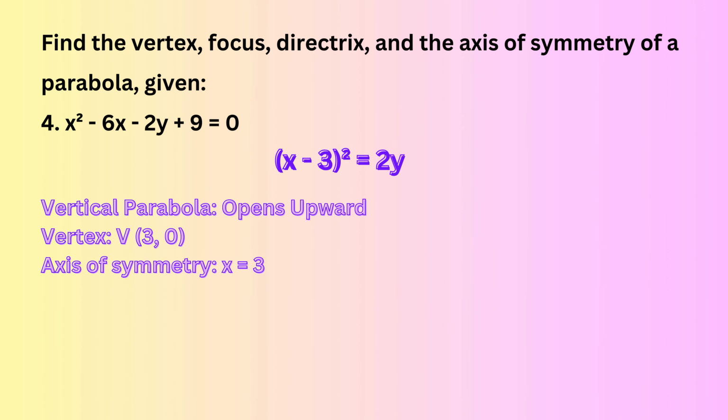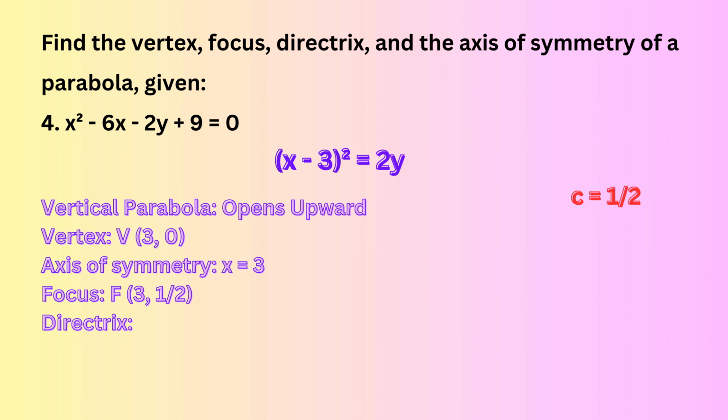As for the focus and directrix, solve for c. The coefficient of y is 4c. So, we have 4c equals 2. Solving for c, we have c equals 2/4 or 1/2. So for the focus, we add the value of c to the coordinate of the vertex that is not squared. In this case, we add 1/2 to 0, then copy the x-coordinate. Hence, our focus is (3, 1/2).